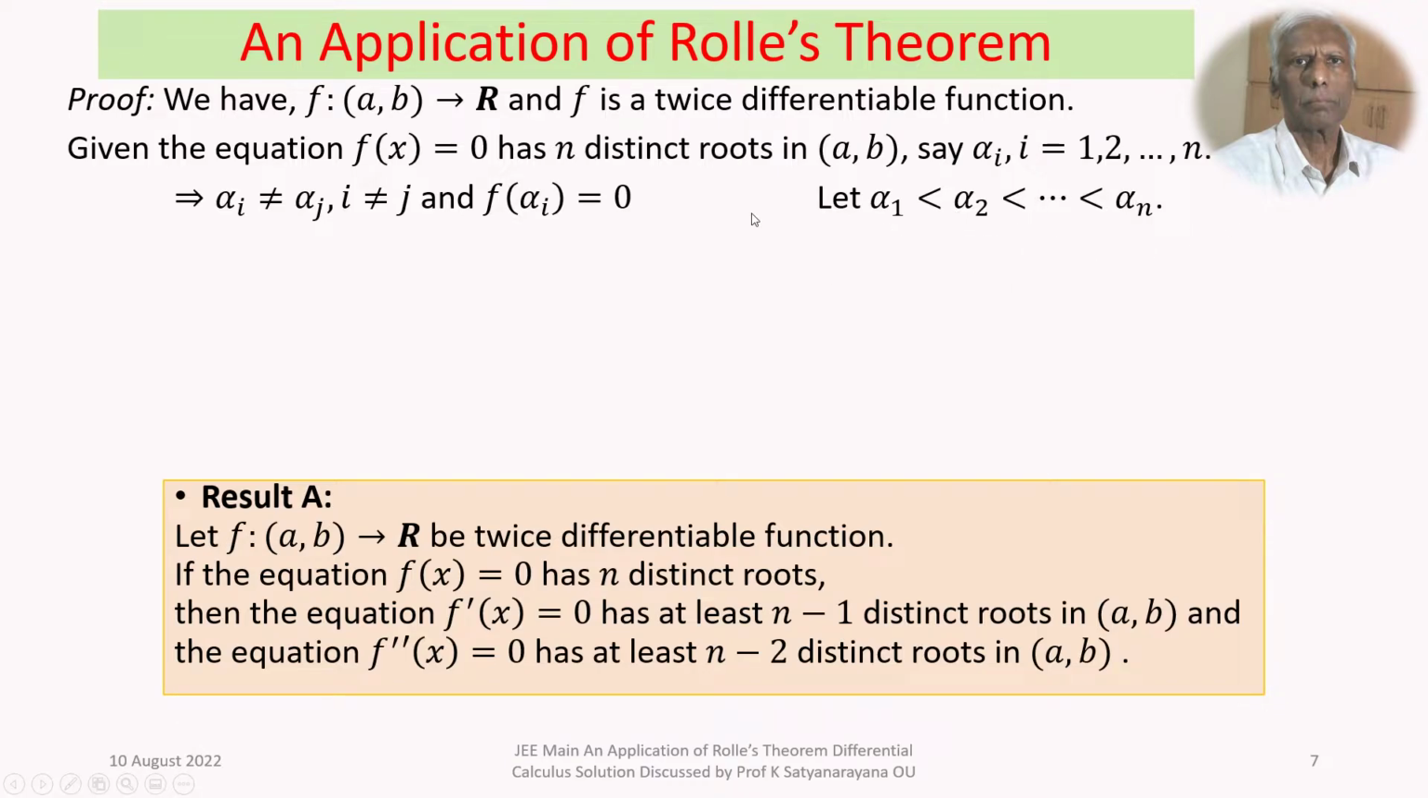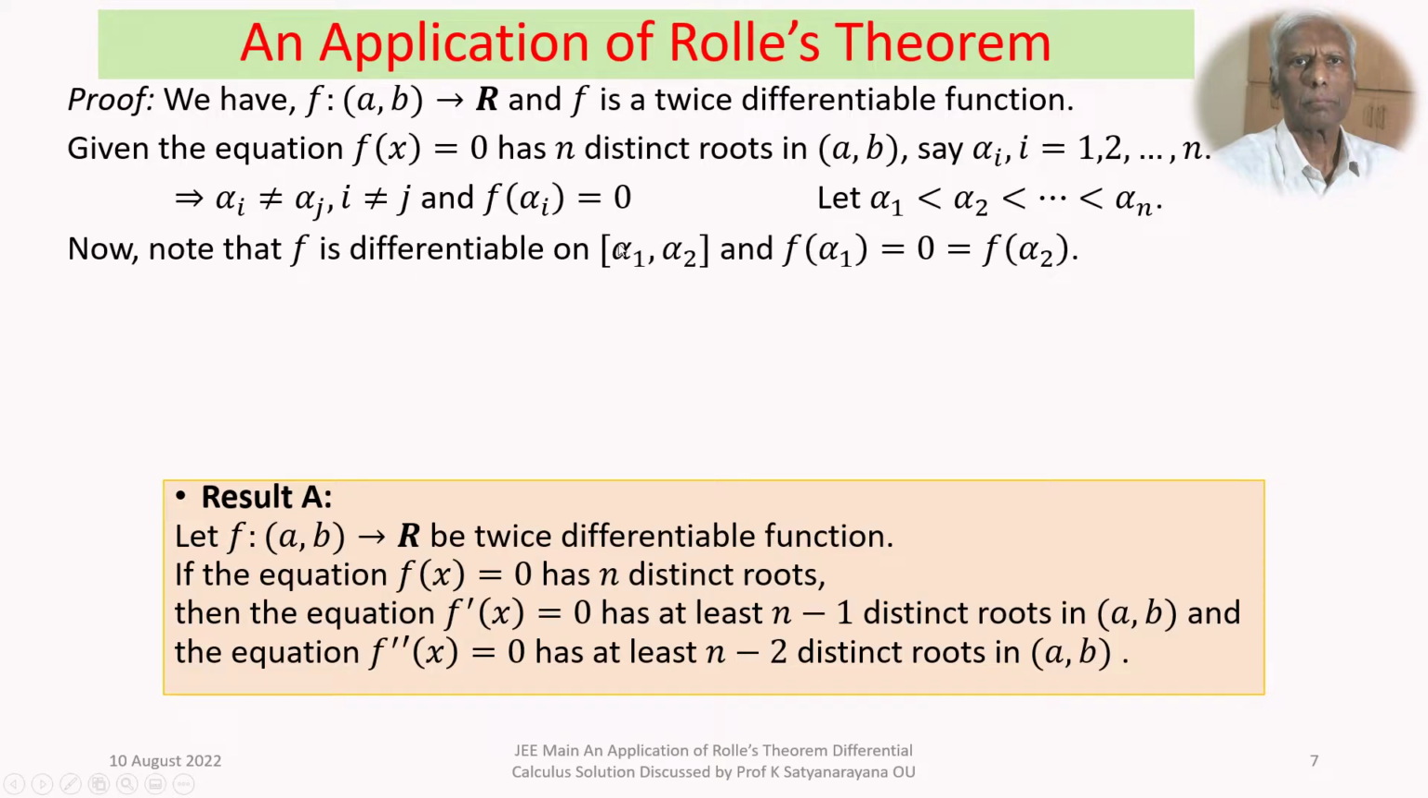Now note that f is differentiable in the closed and bounded interval [alpha 1, alpha 2]. Why? Because alpha 1, alpha 2 are elements in the open interval (a, b), wherein f is differentiable. Therefore f will be differentiable, and f will be continuous in this. And f(alpha 1) = f(alpha 2) = 0, because alpha 1, alpha 2 are distinct roots of f(x) = 0.